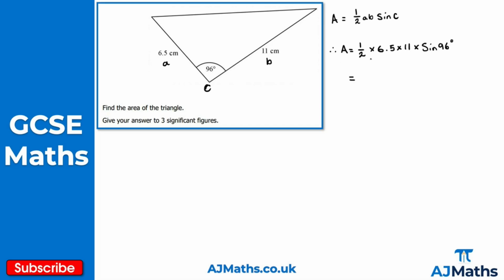So now all you need to do here is put all of this into your calculator. If you do that correctly, what you should get then to 3 significant figures here is 35.6 centimeters squared there. Okay, and there we have it. So that's the solution there to question 3.